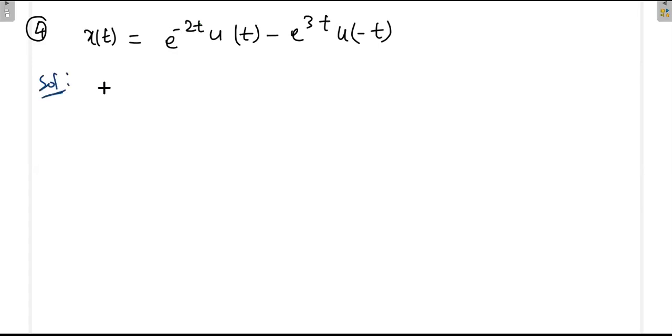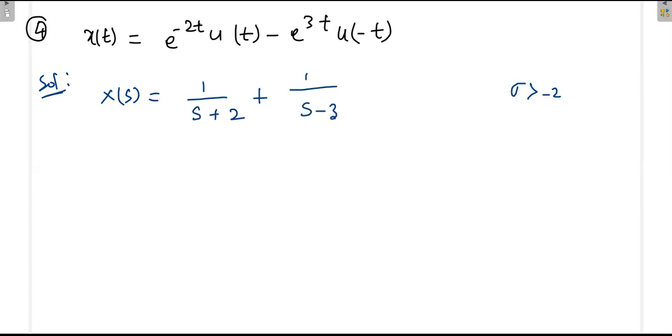Solution: X of s is, for the right sided signal, 1 by s plus 2. Since it is right sided, the ROC is greater than minus 2. And then this one is a left sided signal. That means we have to observe this minus inside. So plus 1 by s minus 3, because it is plus 3 here, so that we will get minus 3 here.